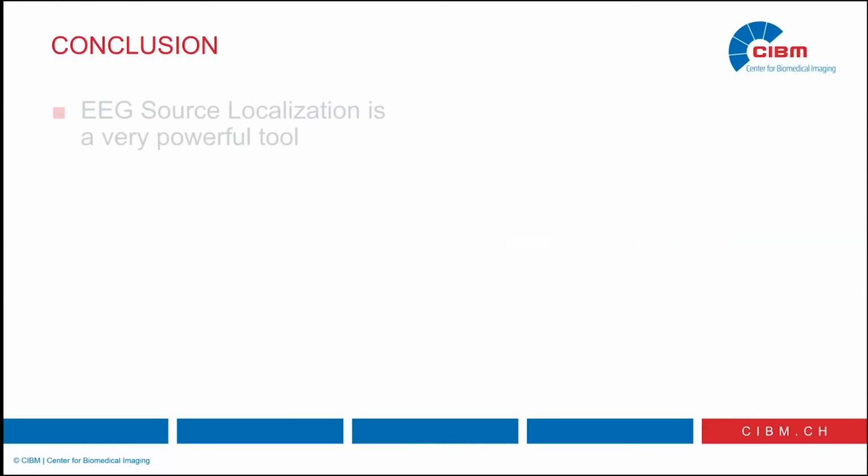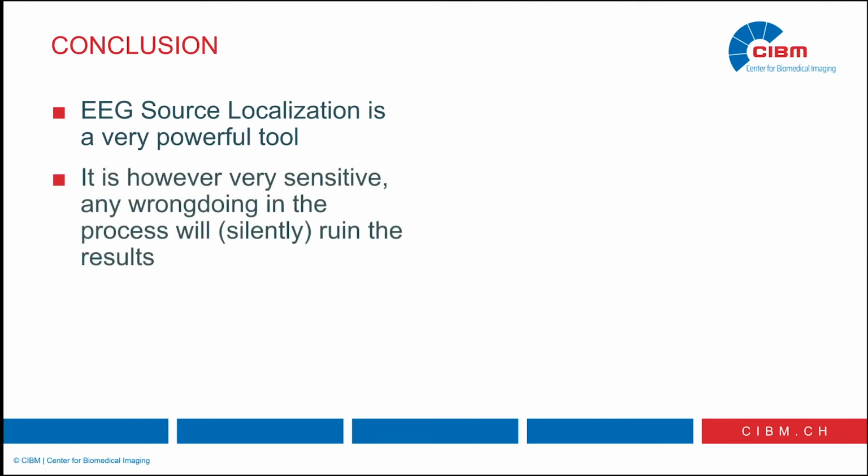Okay, conclusion. EEG source localization is indeed a very powerful tool. It's very useful because we have the time resolution that we want, for example, on the millisecond. However, we know by experience that it's very sensitive. If any step up until the end result is failing, you don't even know that the result is false.